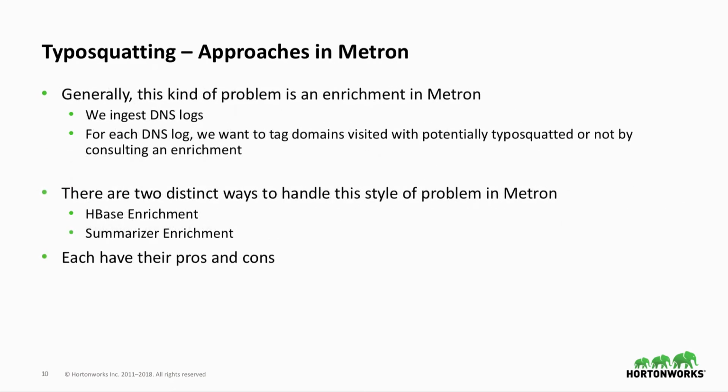Okay. So this kind of problem falls into the broader category of enrichment. We ingest DNS logs or whatever kind of logs that have a URL, and for each DNS log, we want to tag the domains visited as potentially typosquatted. So I want to take the URL, extract the domain, pull off the top-level domain, and take the actual domain itself along with all the subdomains and see if it's a typosquat of one of the known domains, either from a reference data set like Alexa 10,000 or from a data set that we have constructed for our organization.